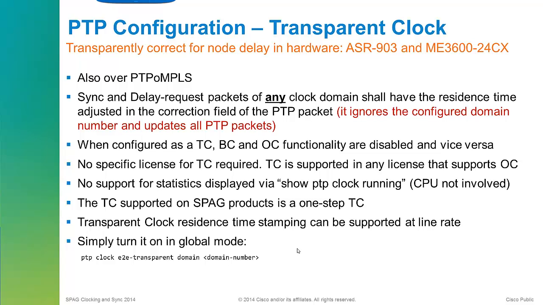It can be done at line rate, and the way to turn it on is simply to define PTP clock end-to-end transparent domain and a domain number. As I said, the domain number doesn't matter because it'll stamp anything. And that's how you turn on transparent clock, which is a really good way of negating any sort of PDV for nodes in the network. But as I said, it then takes it out of the equation for any further PTP processing until you turn it off.